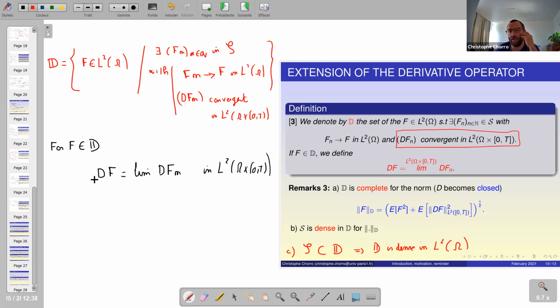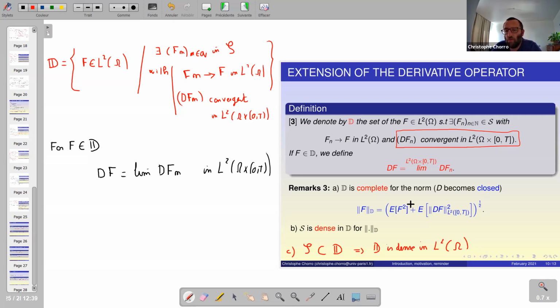And what is interesting with this argument is that I have two immediate consequences of this construction. If I consider the set of all the Cauchy sequences and I put inside all the limits, I obtain a space that is complete for this norm. So D is complete for this norm because, by construction, it is the completion of S for this norm. To make this statement clearer, think about the rational numbers and R.